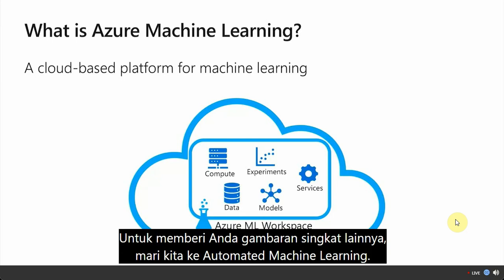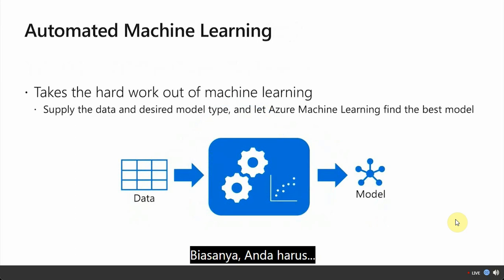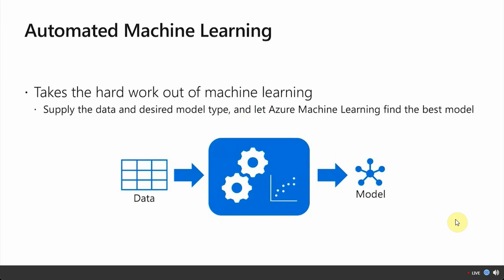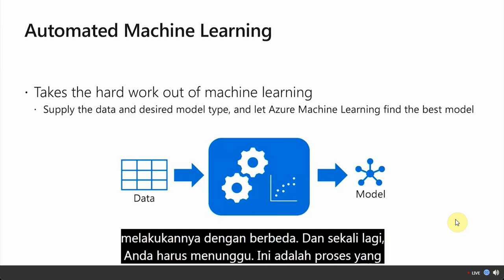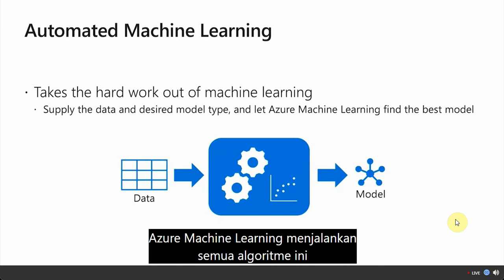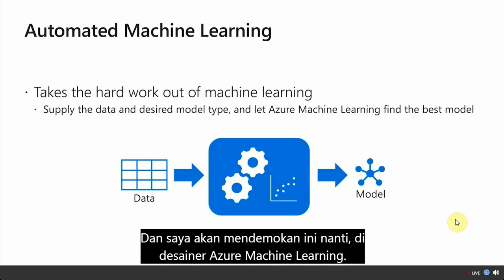Now, to give you another short overview, let's go to automated machine learning. Because automated machine learning is great. It takes a lot of hard work away from the data scientist. Normally you tweak your features, you tweak your data, everything is ready, and then you're going to run a model. And then you're going to run the same model, but with a parameter a little bit different. And again, you have to wait. You're going to run the model again, a little bit differently, and again, you have to wait. So it's a very boring process, I would almost say. And why not automate this, right? Why not let Azure Machine Learning go through all these algorithms and all these different settings by itself? And then finally, it gives you the best model back. Now, that is automated machine learning. There's nothing to it. And I'll demo this later in the Azure Machine Learning Designer.